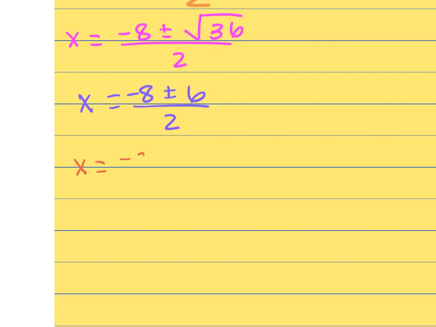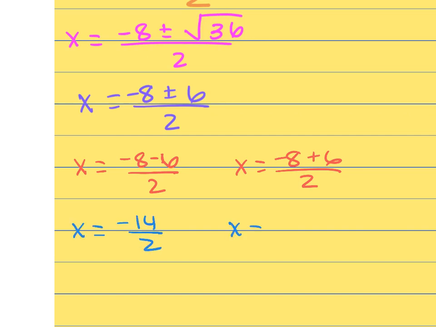So x is equal to negative 8 minus 6 over 2, and x is equal to negative 8 plus 6 over 2. So we have x is equal to negative 14 over 2, and x is equal to negative 2 over 2. So this is x is equal to negative 7, as well as x is equal to negative 1.